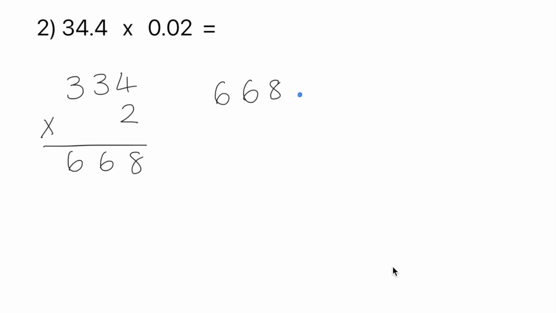But like last time, we have our decimal that we need to put back in its place. So as we can see, we have 1, 2, and 3 digits after decimals in the original equation. So this means we need to move this decimal 1, 2, 3 places to the left, making the answer of this question 0.668. And I hope that explains multiplying decimals a little easier for you.